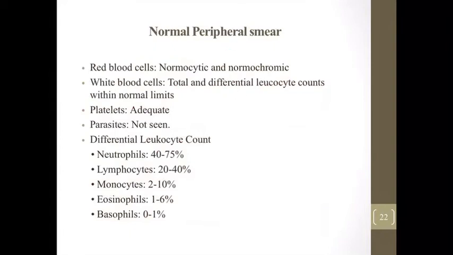So in the normal peripheral smear, RBCs should be normocytic normochromic. For white cells, the total and differential count should be within normal limits. Platelets should be adequate and the parasite is absent.